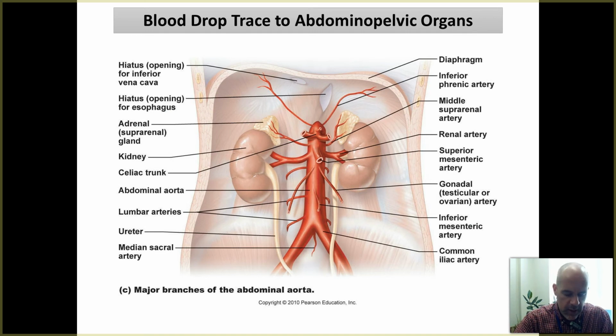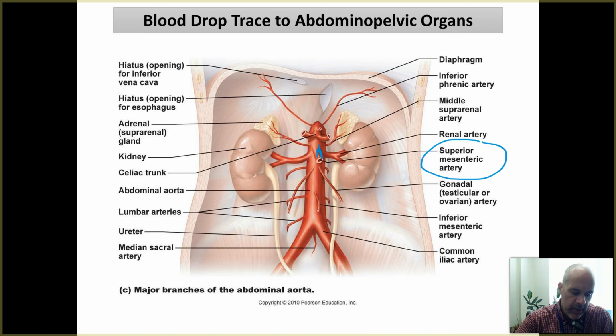Okay, now if we keep going down, we said our next exit will be the superior mesenteric artery right in there. And again, that's going to bring oxygenated blood into the superior portions of the mesentery, which is a membrane type structure that's formed from multiple layers of the serous membranes of the abdominopelvic cavity. Your small and large intestine are anchored to that, and they receive their blood supply from that.